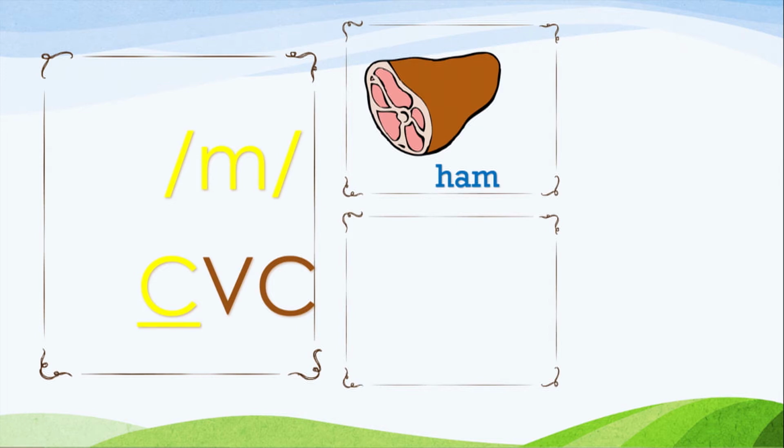Do you know what this picture is? It's a picture of a ham. So the word is ham. And what do we see next? We see a man. What do we see? A man.